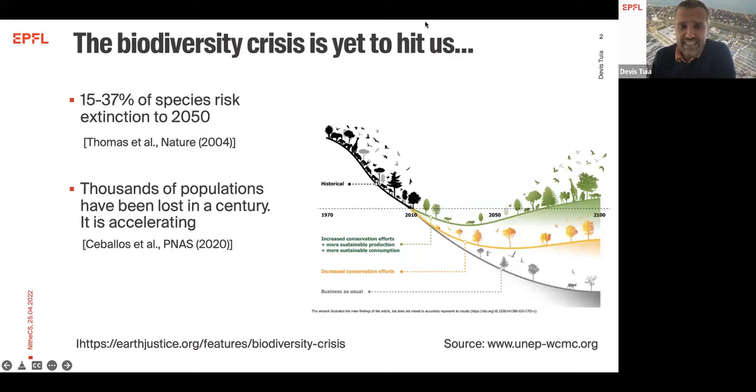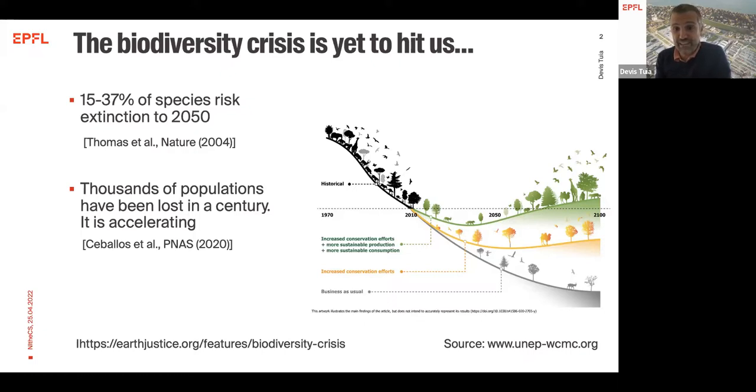So the idea is that the biodiversity crisis is something that is really ahead of us. I mean, probably in South Africa you are experiencing it before us, but it's a well-known fact that there is a high number of species that is at risk of extinction, and that this is not going much better. So there are forecasts quantifying almost 1/3 of species to be extinct by 2050, and it's something that we should really be worried about.